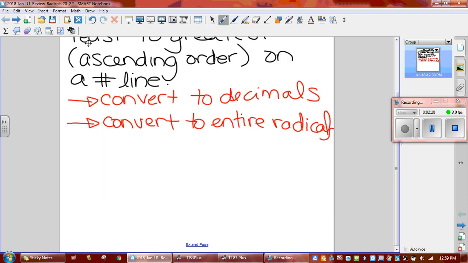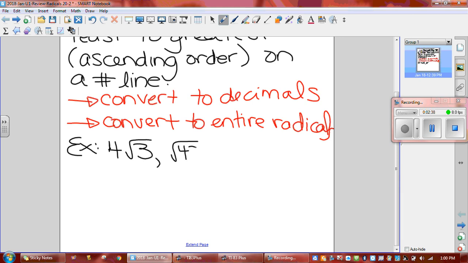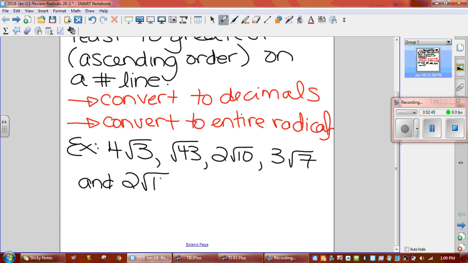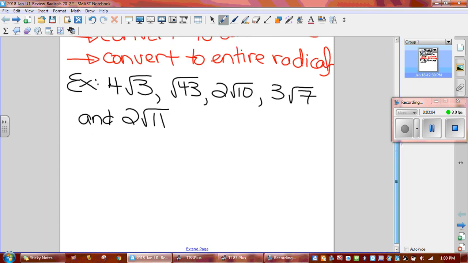So, examples. We're going to order these: 4 root 3, root 43, 2 root 10, 3 root 7, and 2 root 11. So there's 5 radicals there. We're going to turn them all to decimal form because that's the easiest way. And we haven't reviewed how to turn to entire form yet. So we're going to go to decimal form first. I'll give you a moment to write that down.